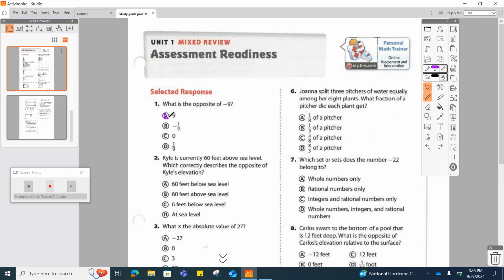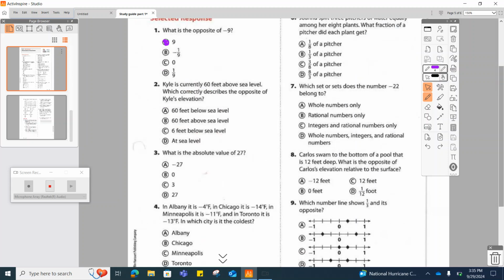Okay. Question 2. Kyle is currently 60 feet above sea level. What correctly describes the opposite? So you can pause it. But if he's at 60 feet above sea level, the opposite is 60 feet below sea level.